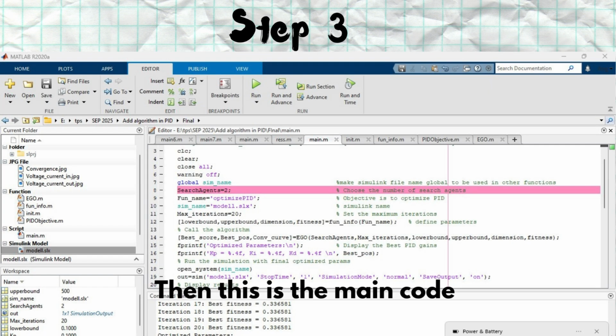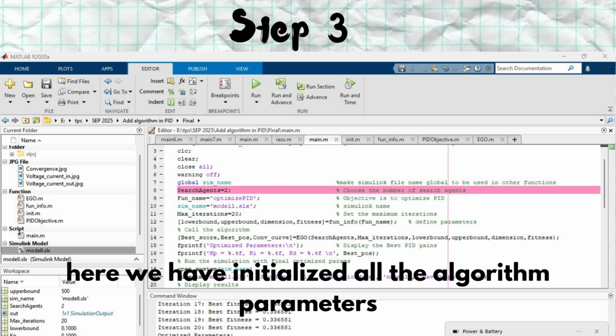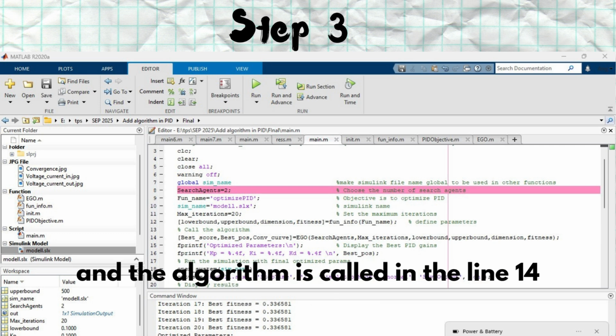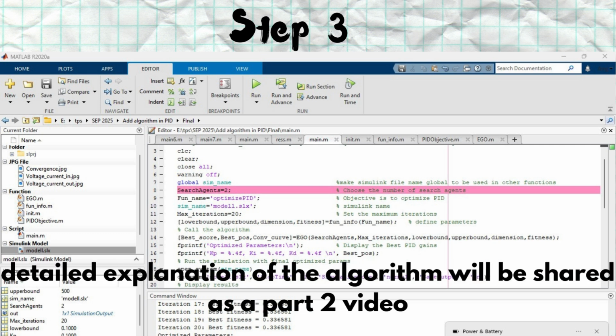Then this is the main code. Here we have initialized all the algorithm parameters and the algorithm is called in line 14. A detailed explanation of the algorithm will be shared as a part 2 video.